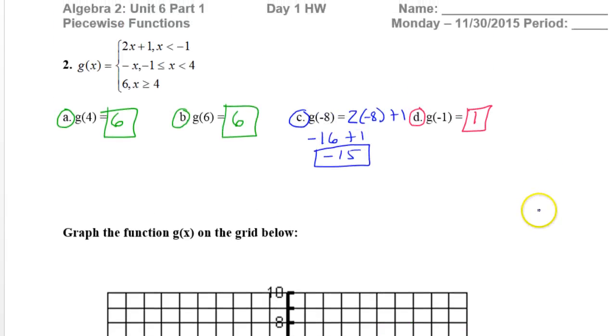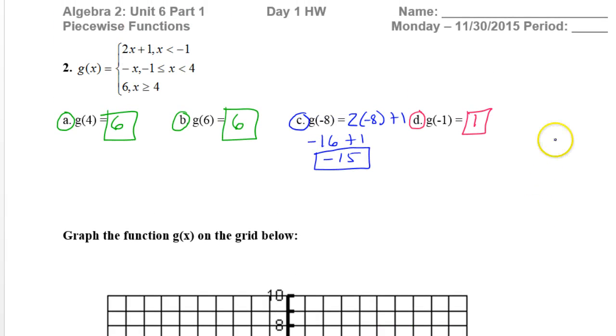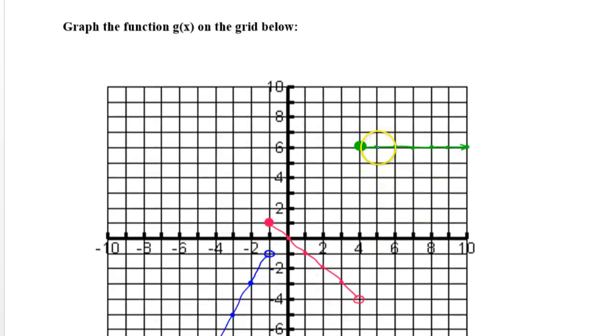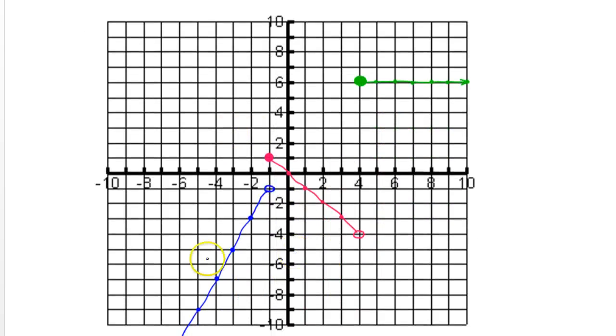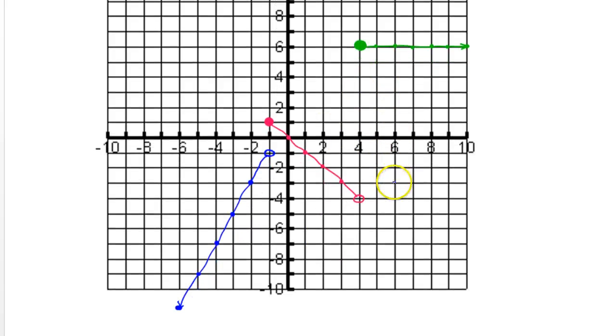All right, so you can sort of use that as a way to double check yourself, right? If you use the equations and you got your values, you should graph the function and then look back. See if you get the same answers off of your graph. If you don't, you probably graphed it wrong.